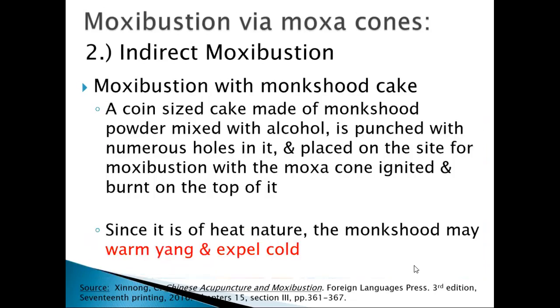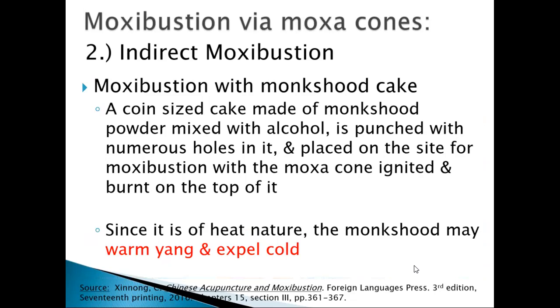Okay? So next, indirect moxibustion with monkshood cake, also known as aconitum or aconite, or in layman's terms, we call it wolf's bane. In Chinese, they call this fuzi. So this is a TCM Chinese ingredient, no? So it is mixed with alcohol, punched with numerous holes in it, and placed on the site for moxa with the moxa cone ignited and burnt on top of it.